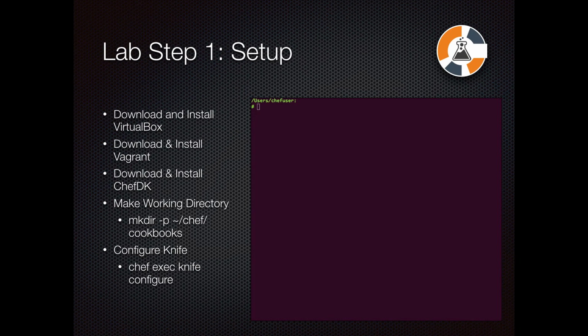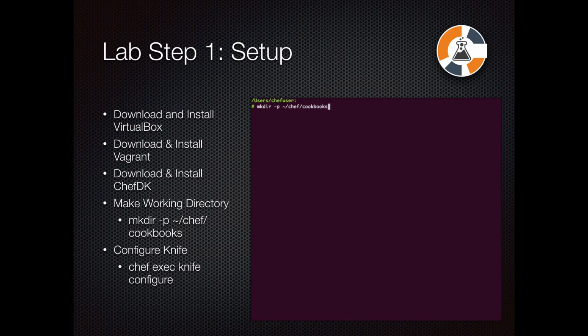So again, take a moment to make sure that you've installed VirtualBox, Vagrant, and Chef DK, and then go ahead and make a working directory. You can make it whatever you want. I'm just using this as an example. I'm doing this on a Mac. It should work the same on Linux. Windows and PowerShell would be a bit different, obviously.